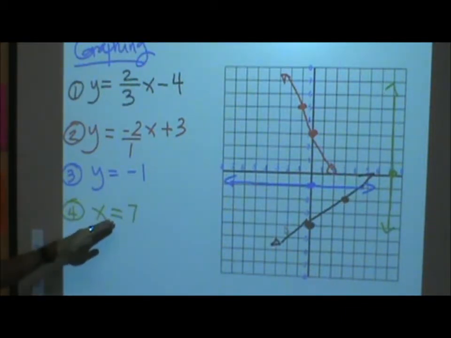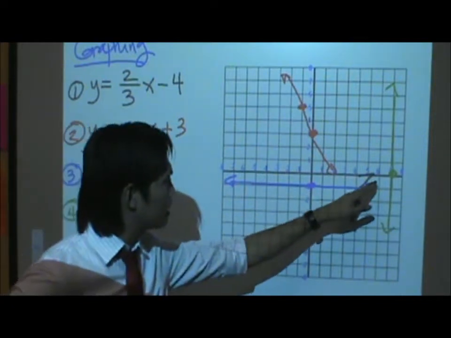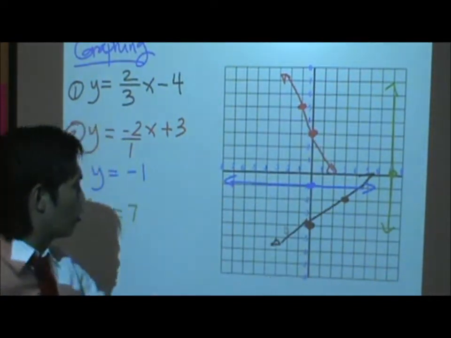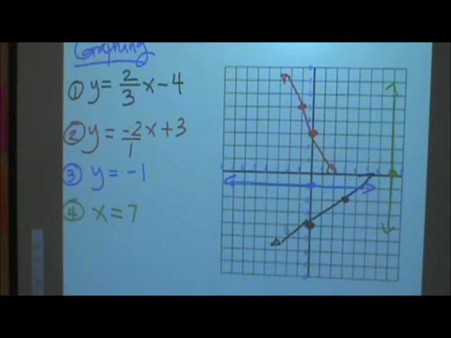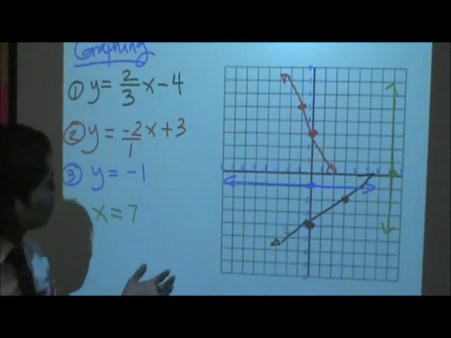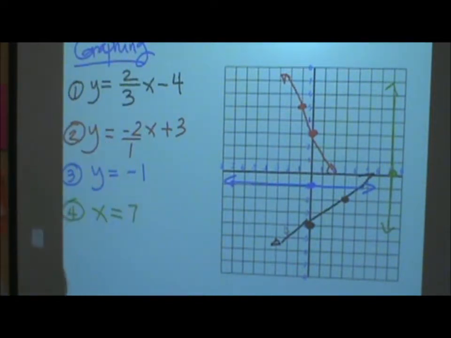y-axis. And now you have x equals 7. Find the 7 on your x-axis and then draw another perpendicular line, which is a vertical line perpendicular to the x-axis. That's it.